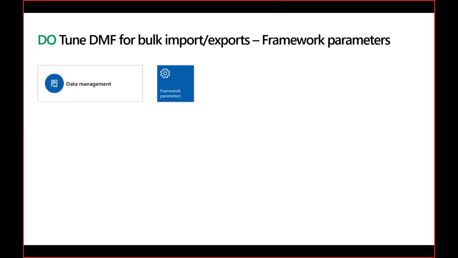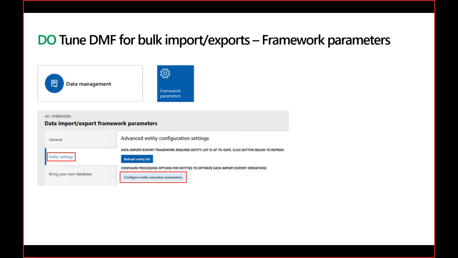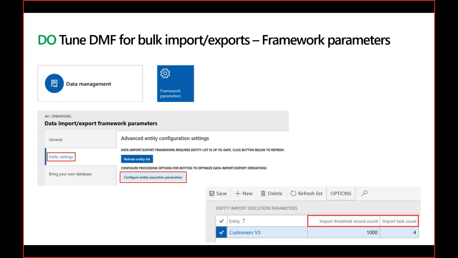The other place within data management is in the framework parameters, where if you go to the entity settings and you go to configure entity execution parameters, you can set up for a certain entity parameters like the import threshold record count and the import task count. And this will enable you to do some parallelism within the import. For example, with 4 threads available and 4 cores available, for example, in the AOS backend, and having the import threshold record count at 1000, you can then split your workload in bunches of 1000 records, and they can then be processed in parallel.